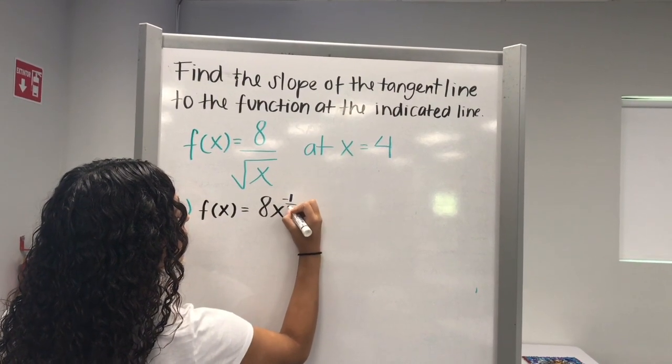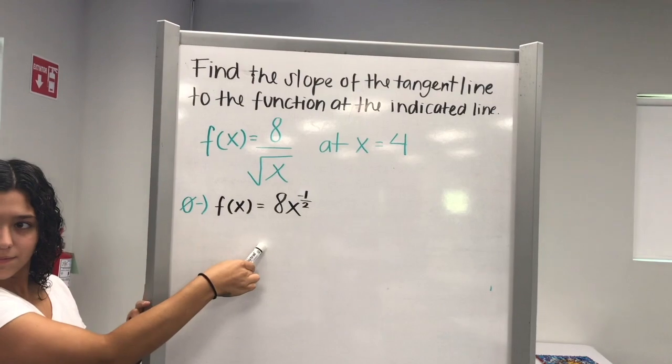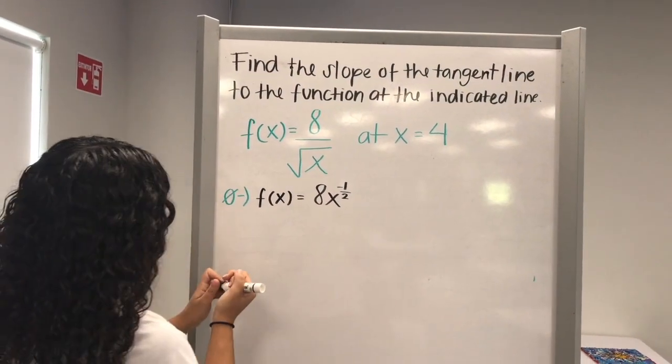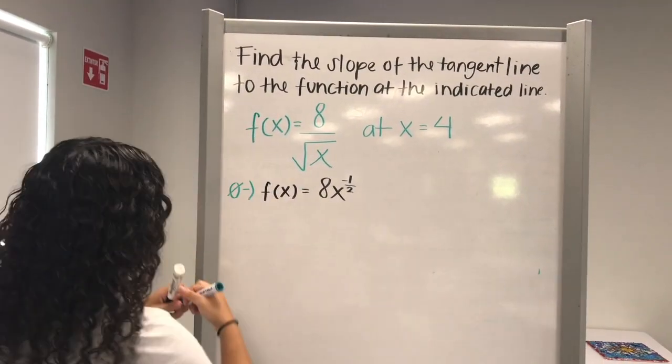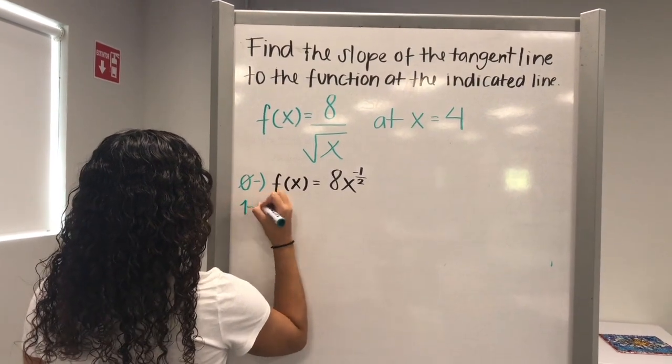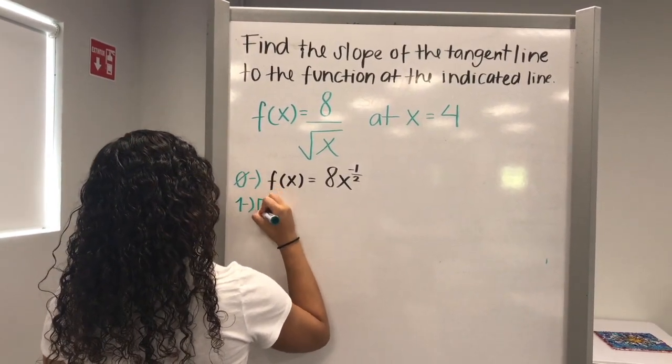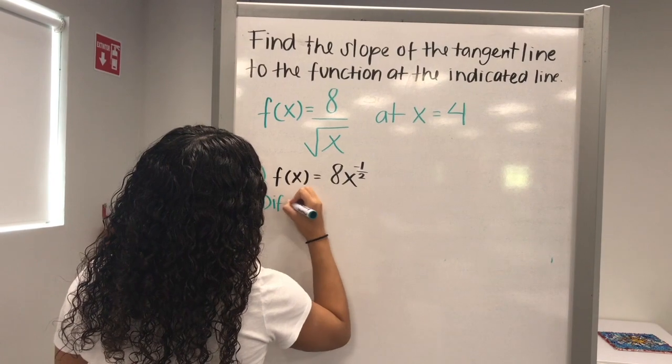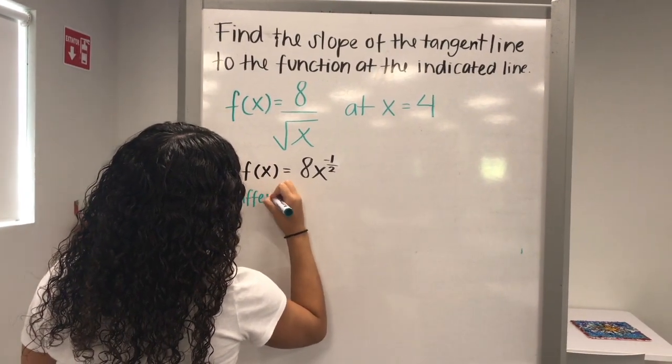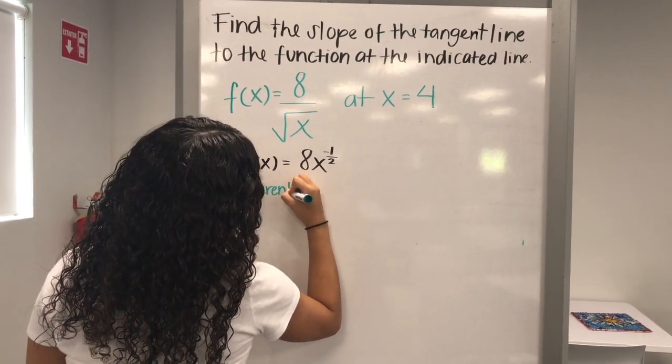What we will do next is to move the x to the 1/2 up with the 8. And remember, the exponent will turn negative because it was down in the denominator. So we are now left with 8x to the negative 1/2, and we can start differentiating.